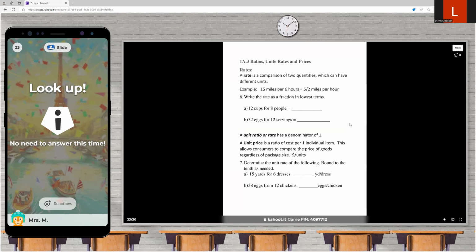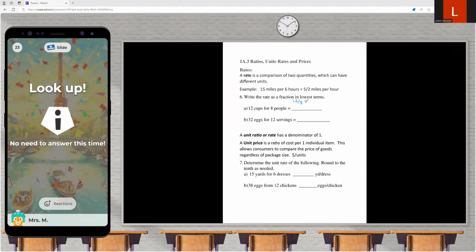So we have 12 cups for 8 people. So we're going to reduce that. So we have 12 over 8, which is going to reduce by 4. So that's going to be 3 halves. And that would be cups per person. Or per people, if you want to say it that way. So 3 cups per 2 people.